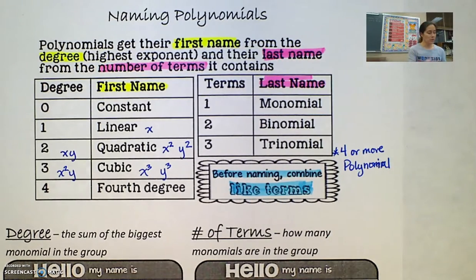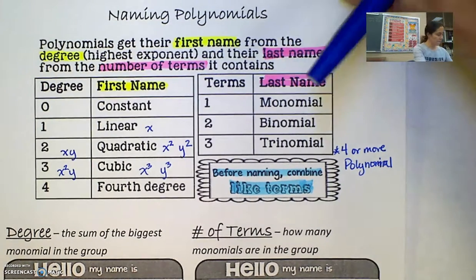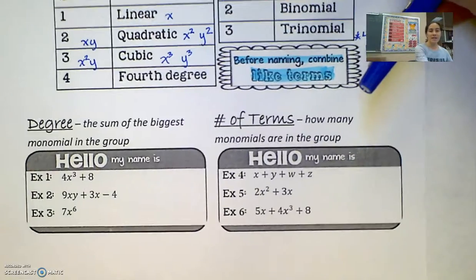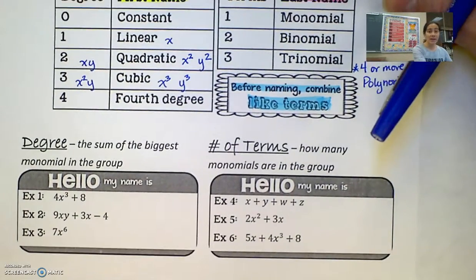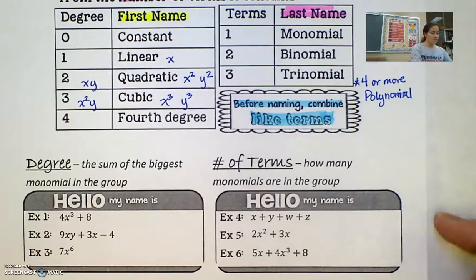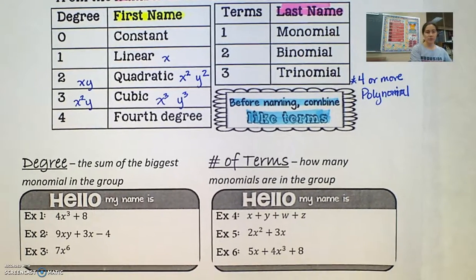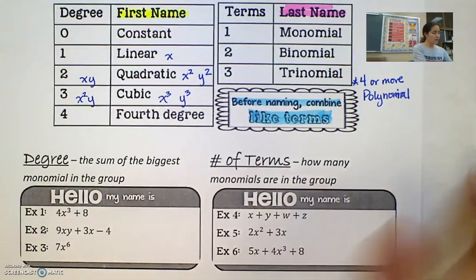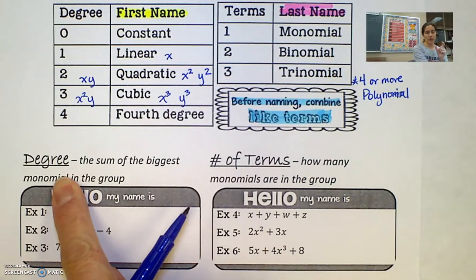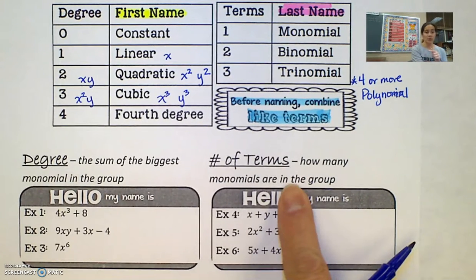So let's just try a few. Okay, the best way to learn this is just to try it. Okay, so we're going to look at these little "hello, my name is" tags, and so I'm trying to get it all in the picture for you. Okay, so remember, the first name is the degree. The last name is how many terms there are.